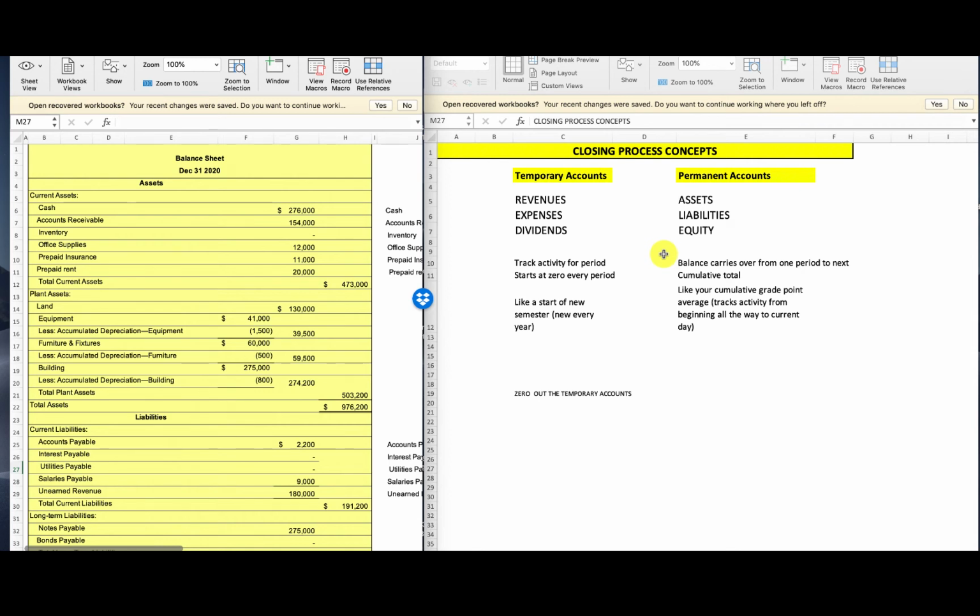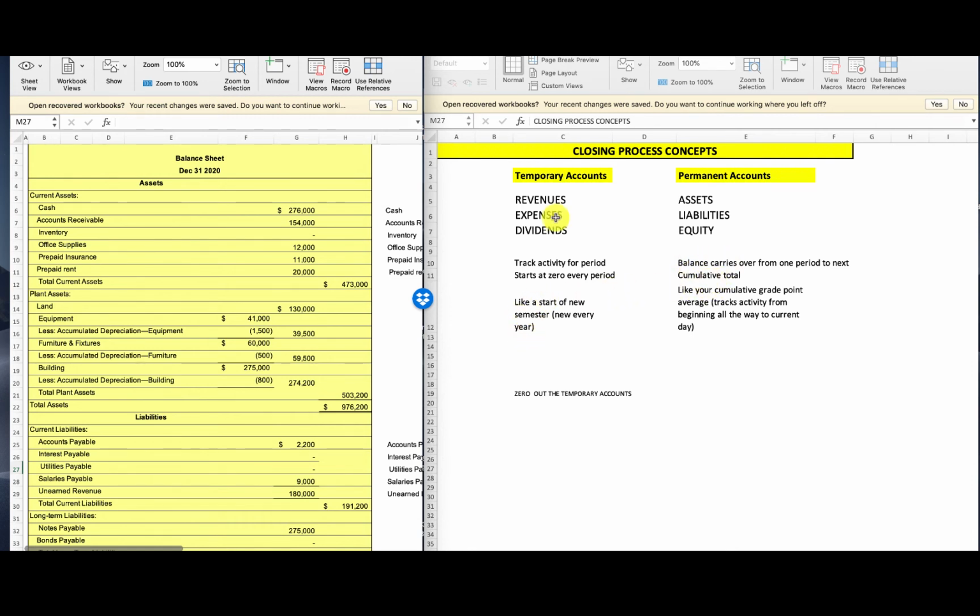Accounts receivable is what customers owe you. If customers owe you $500,000 on December 31st, on January 1, that balance doesn't automatically go to zero. No, it just carries over to the next period. So for permanent accounts, assets, liabilities, and equity, whatever the balances are at the end of the period, it carries over to the new period, right? So you can consider them cumulative totals.